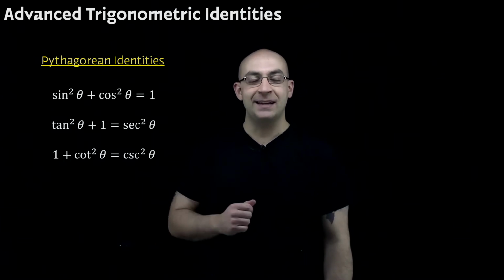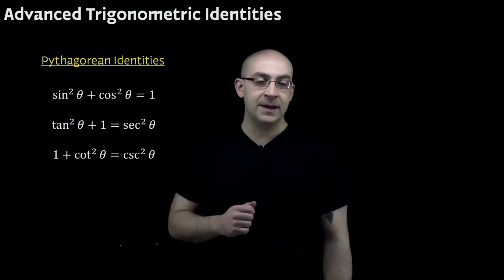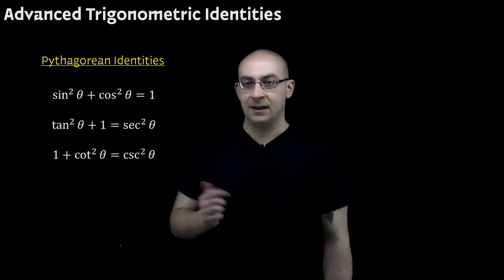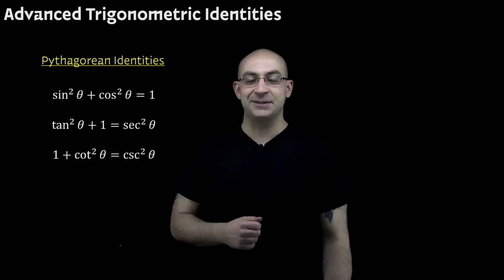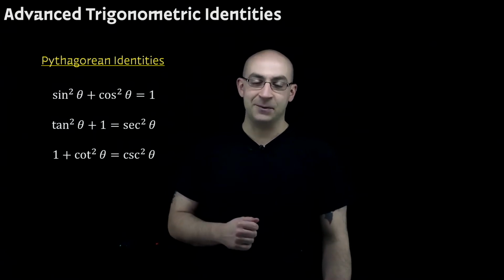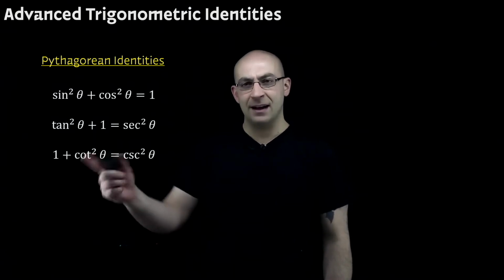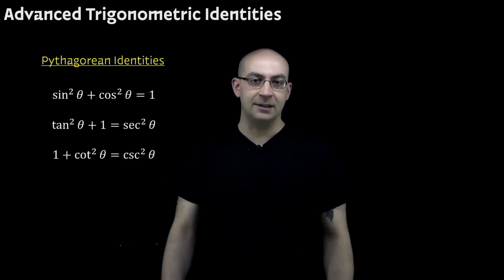The second one, tan squared of theta plus 1 is going to equal secant squared of theta. And then finally, it could go either way. I don't really know why I did it that way. But 1 plus cotangent squared of theta equals cosecant squared of theta. And then obviously vice versa, I could add it one way or the other.